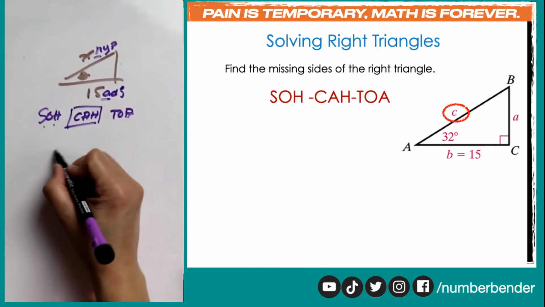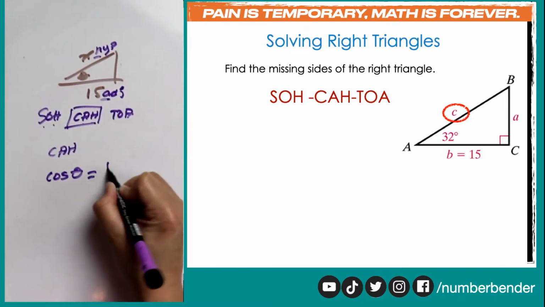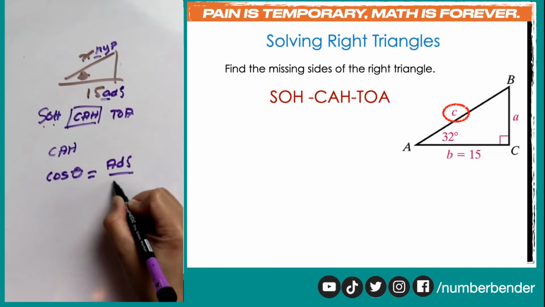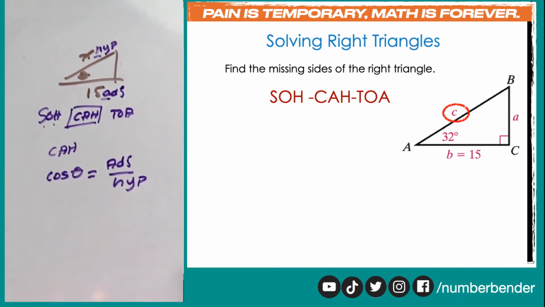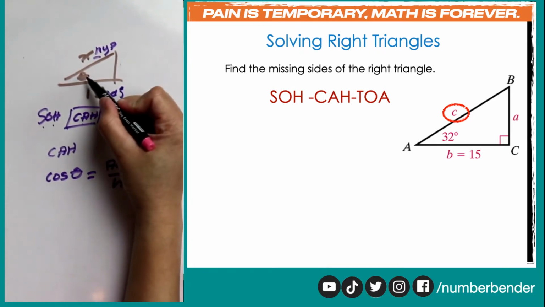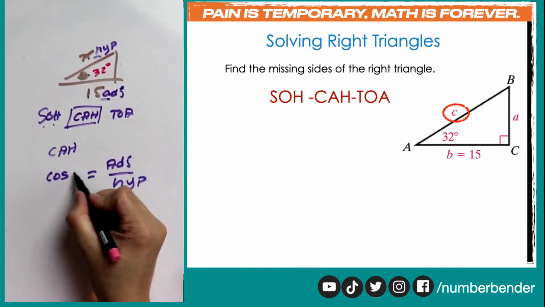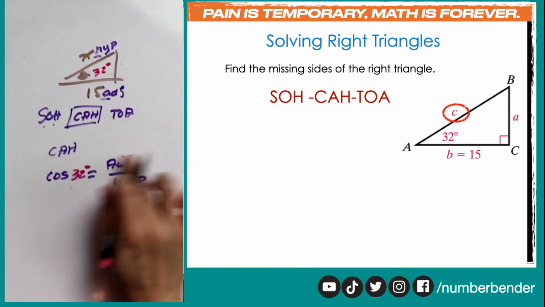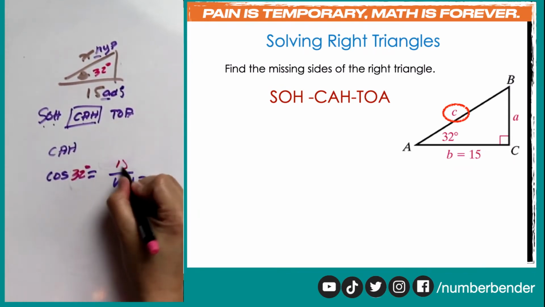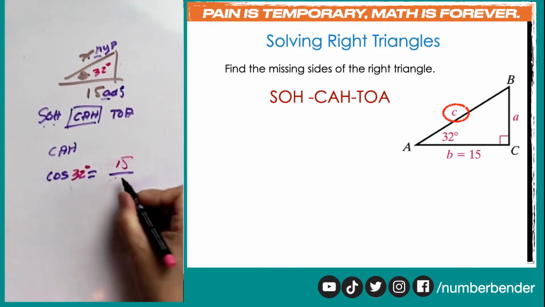So Ca is short for cosine theta equal to adjacent all over hypotenuse. And now that we have the formula to use, we will replace these values using the given information. So theta is given, which is 32 degrees, so we will replace this by 32 degrees. Adjacent is also in the problem, which is 15, so we will replace this by 15. And hypotenuse is what we're looking for, so we will replace it by x.